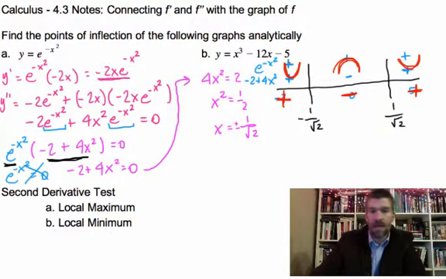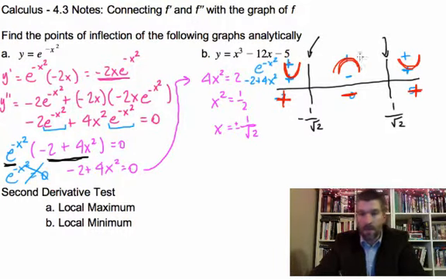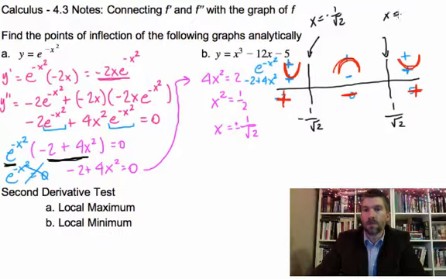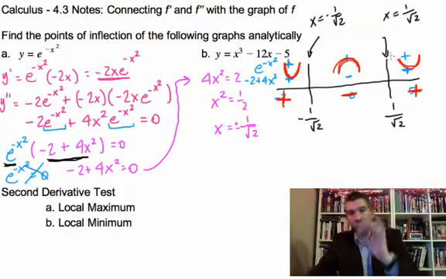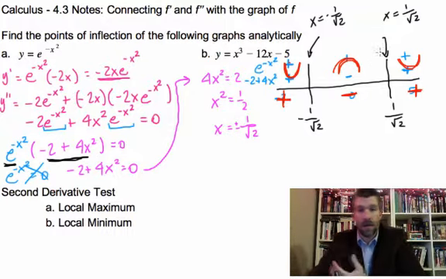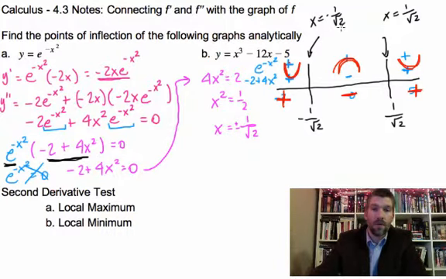My points of inflection are right here at these two points. They are my points of inflection. So when x equals negative 1 over root 2, and when x equals positive 1 over root 2, I get that point of inflection for my graph. Now, where does that occur? I don't know. What I can do, though, is take this negative 1 over square root of 2 and plug it into my original function.